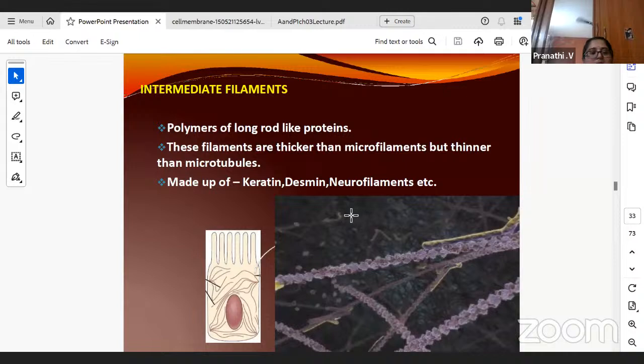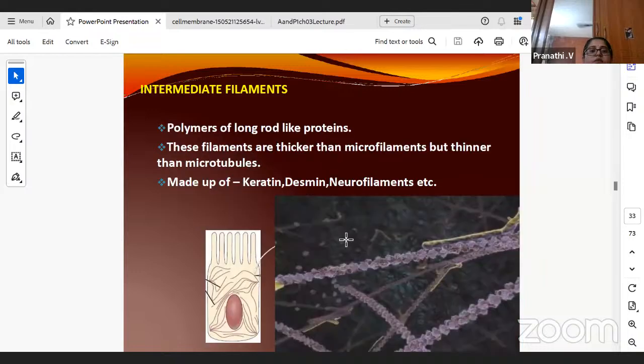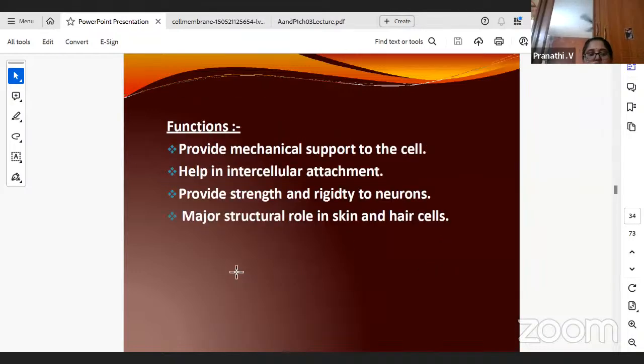And so let me get back to the lesson. Intermediate filaments are polymers of long rod-like proteins, again made up of different kinds of proteins, keratin, neurofilaments, etc. What do they do? Mechanical support. So in different places you have different kinds of filaments providing that particular mechanical support. They help in intracellular attachment. The intermediate filaments are usually present in your neurons, and they're also present in the skin and the hair.